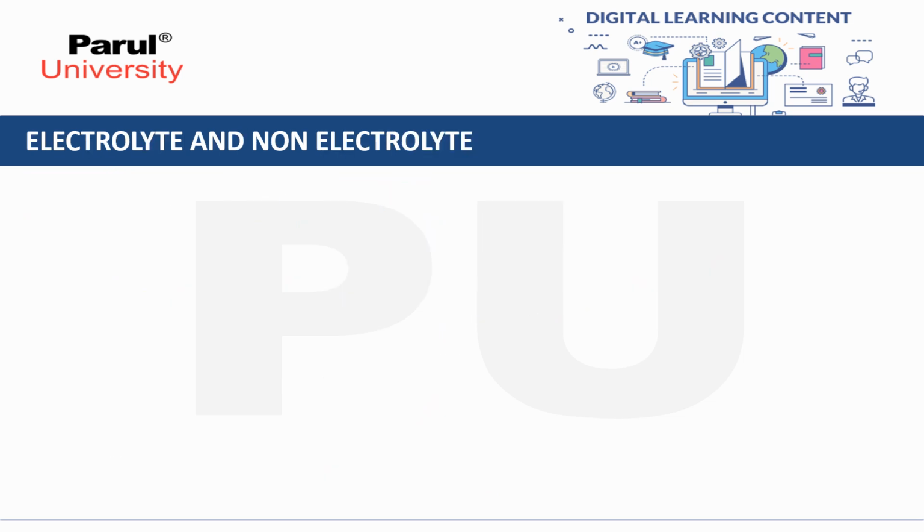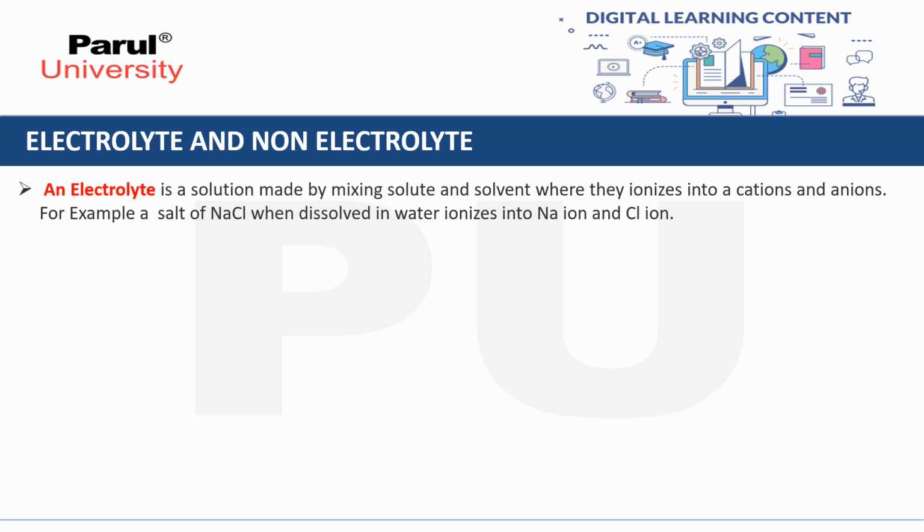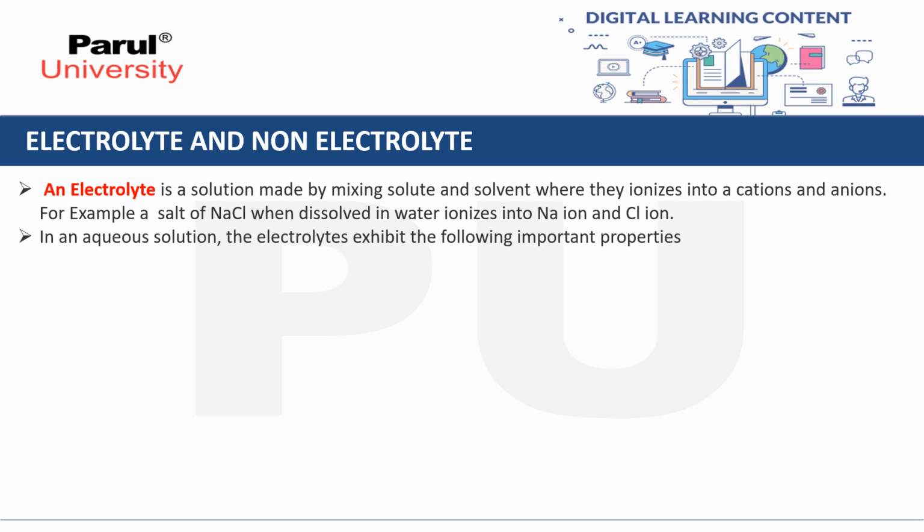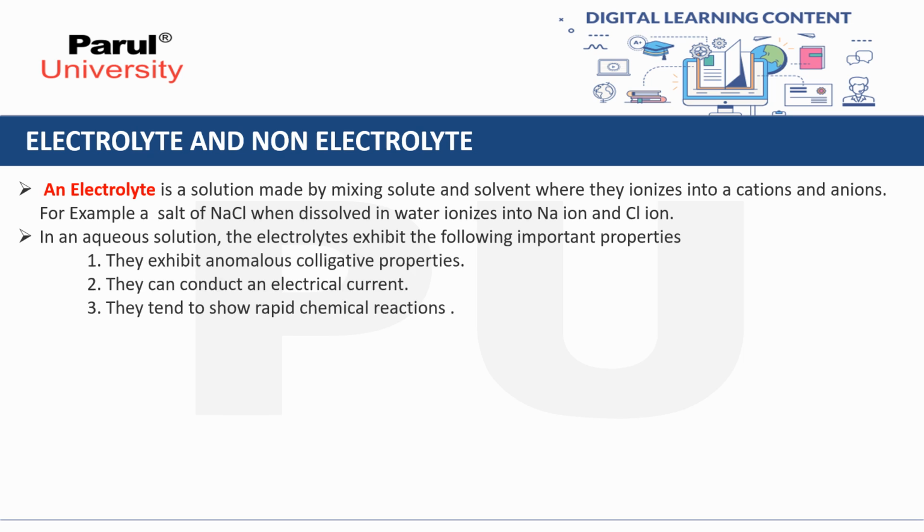Now let us see what is electrolyte and non-electrolyte. An electrolyte is a solution made by mixing solute and solvent where they ionize into cations and anions. For example, a salt of sodium chloride when dissolved in water ionizes into sodium ion and chloride ion. In an aqueous solution, the electrolytes exhibit the following important properties.